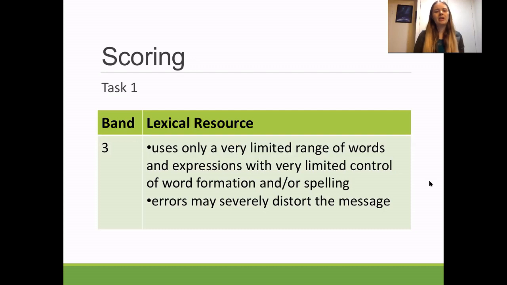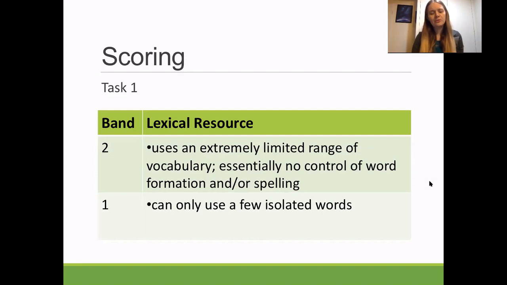For a score of 3, you're using a very limited range of words and expressions with very limited control. And your errors may severely distort the message, so your mistakes could be very confusing to the reader, and you might not be able to show your ideas.